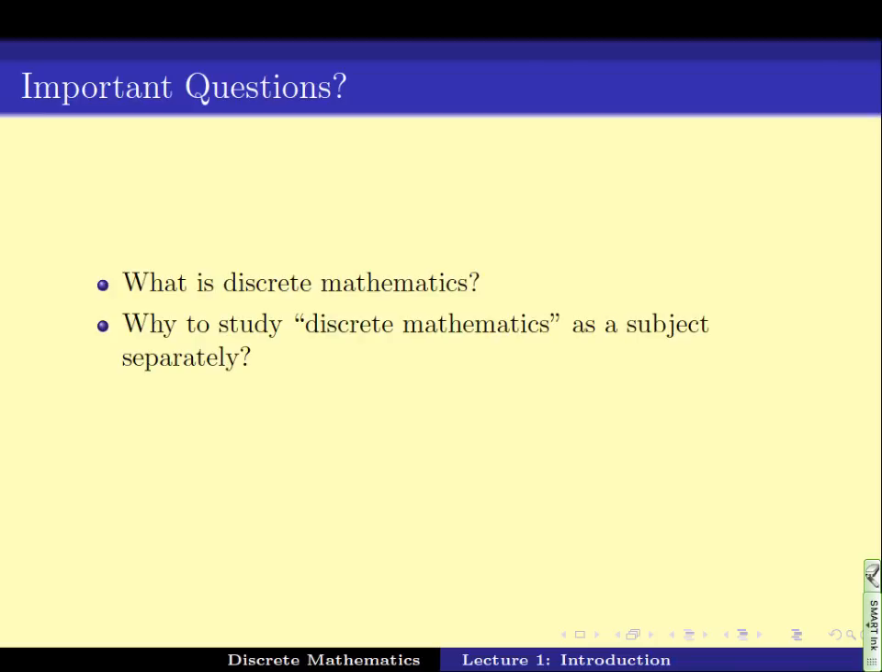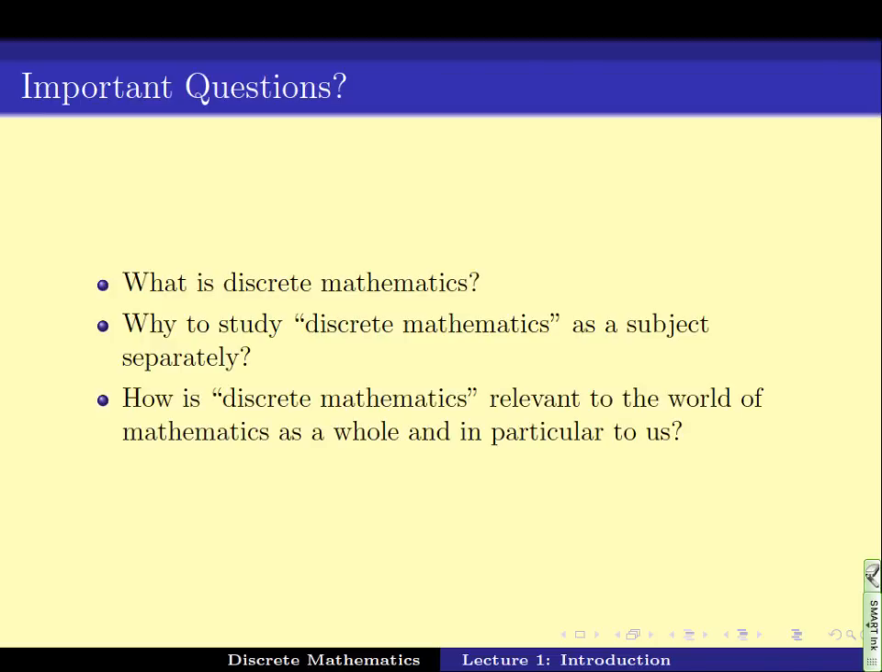There are more questions that one can ask or one should ask. For example, why should discrete mathematics as a subject be studied separately? And thirdly, how is discrete mathematics relevant to the world of mathematics as a whole, and in particular to us? So I'll be answering these three questions in the next few slides.